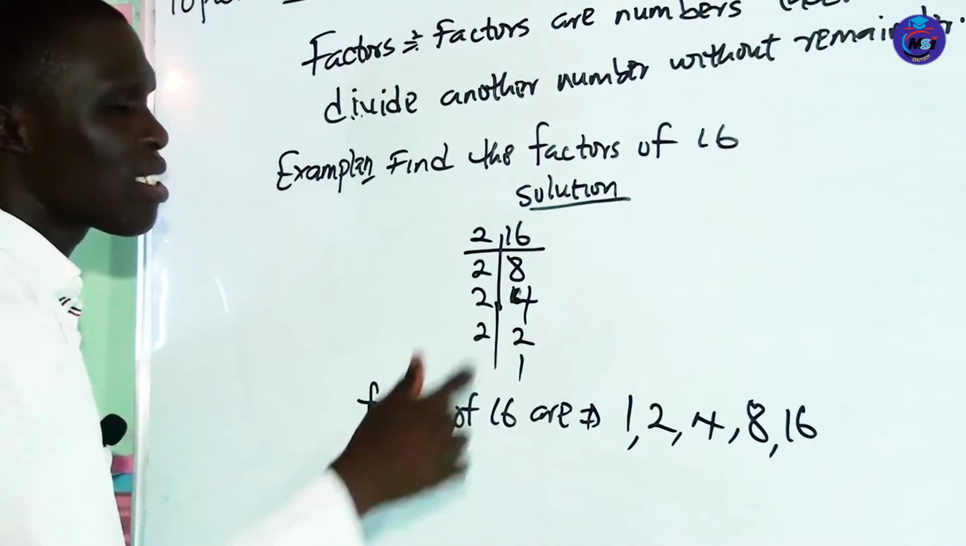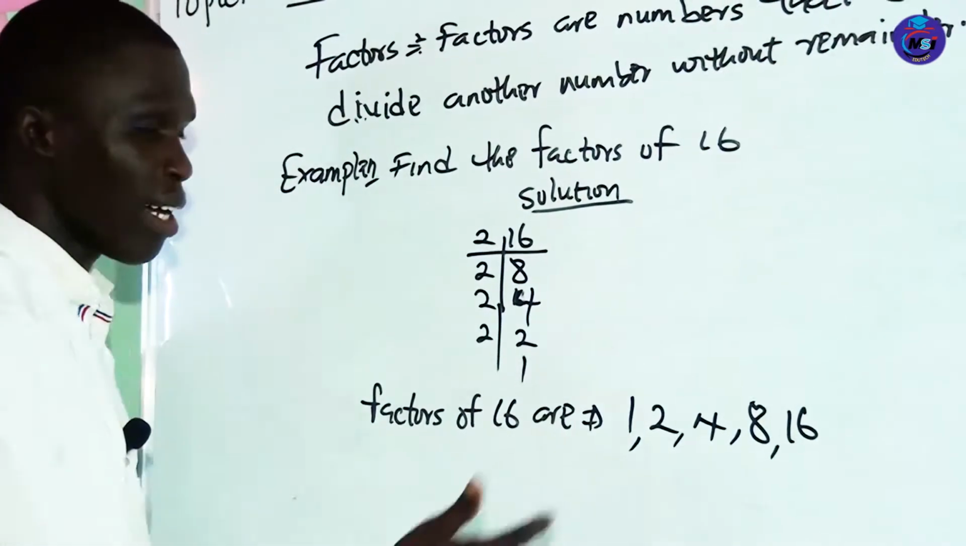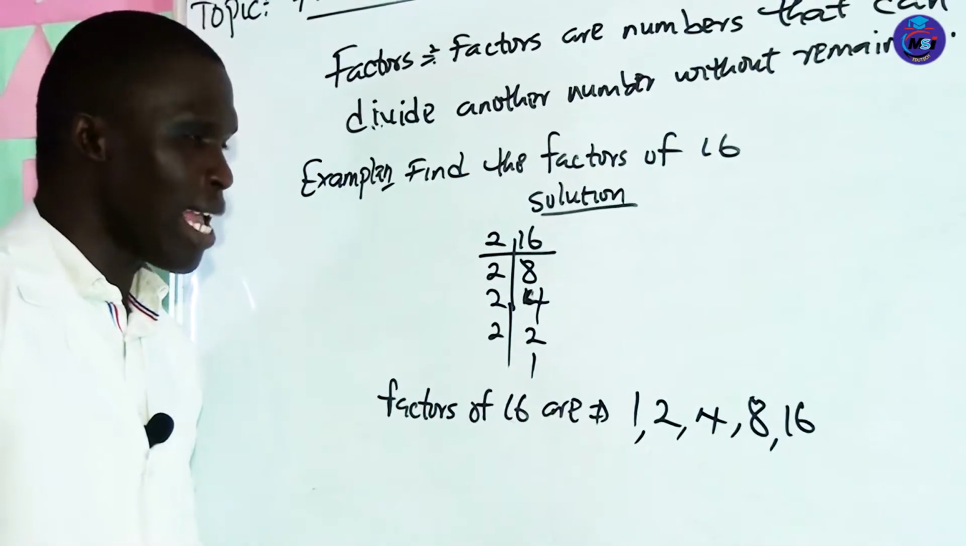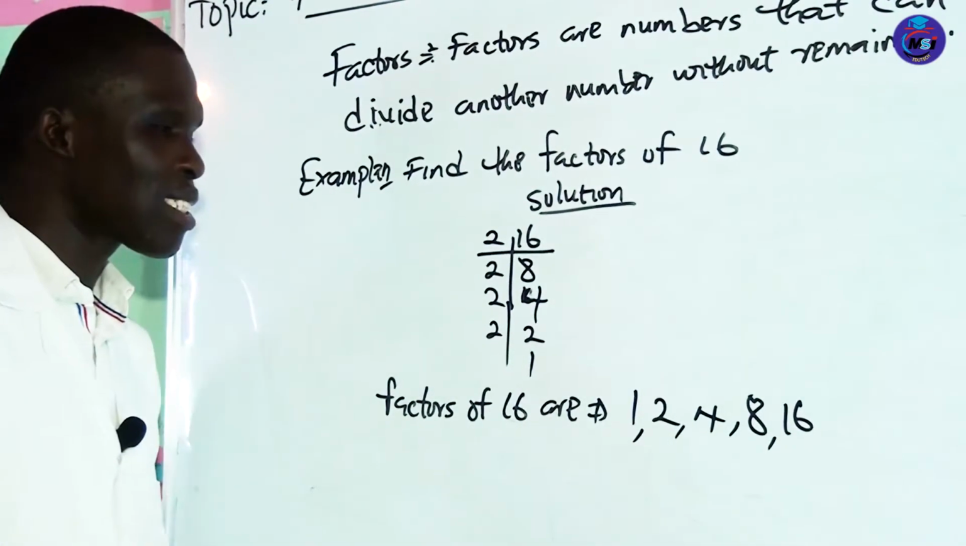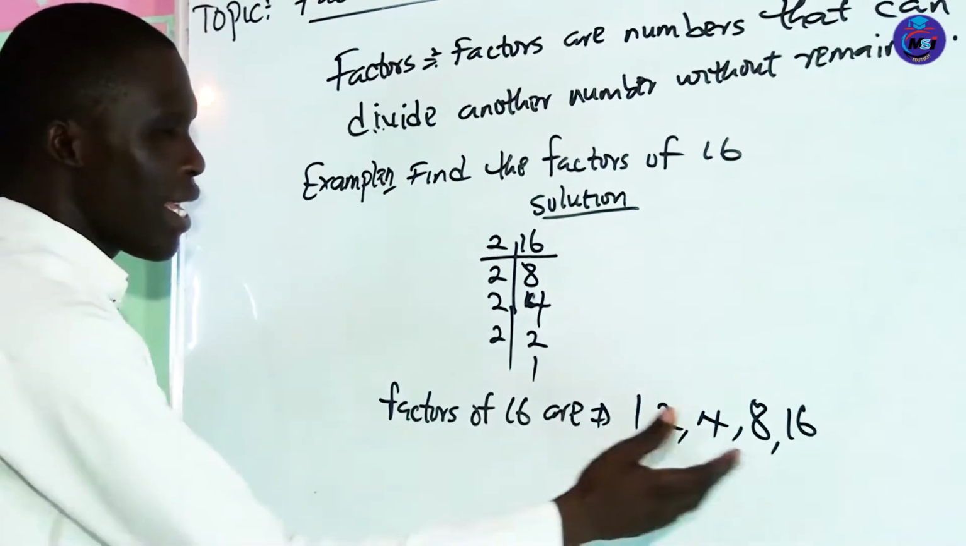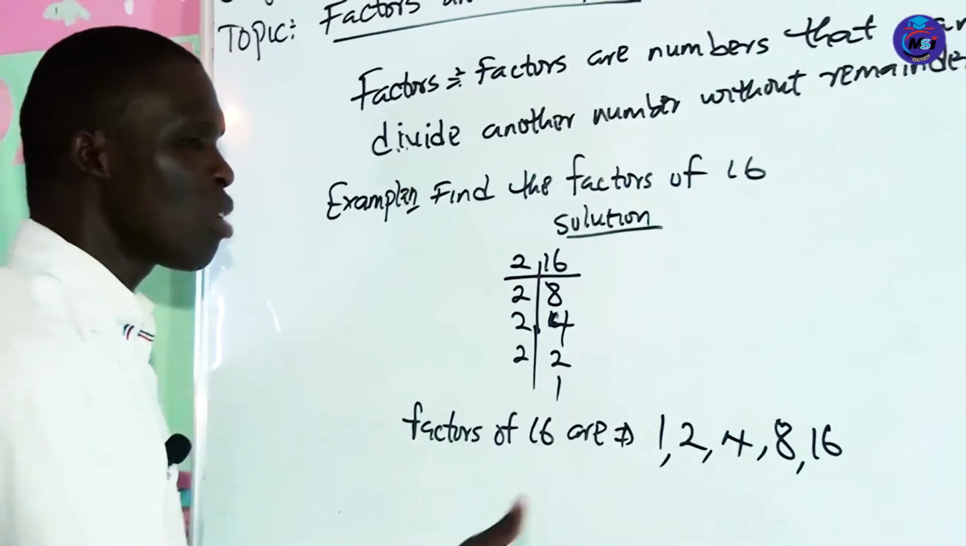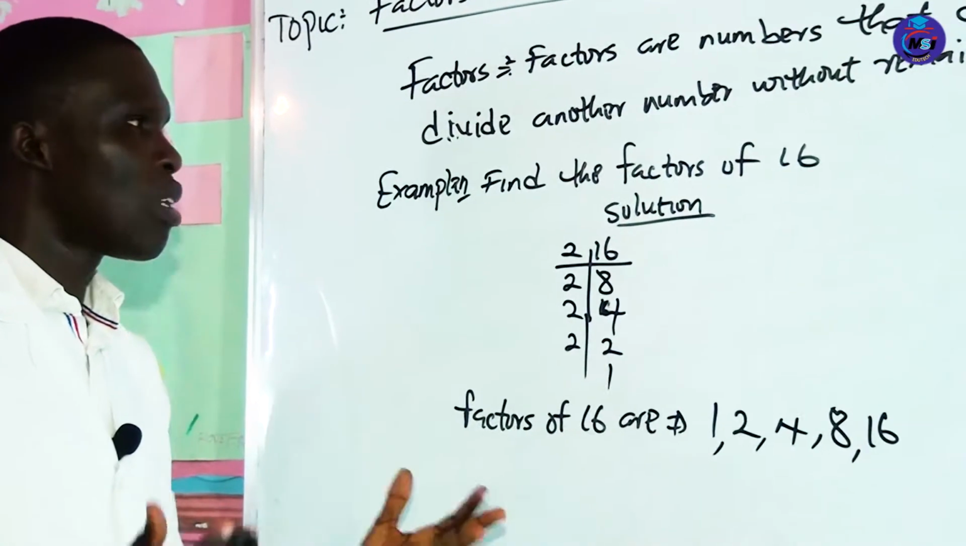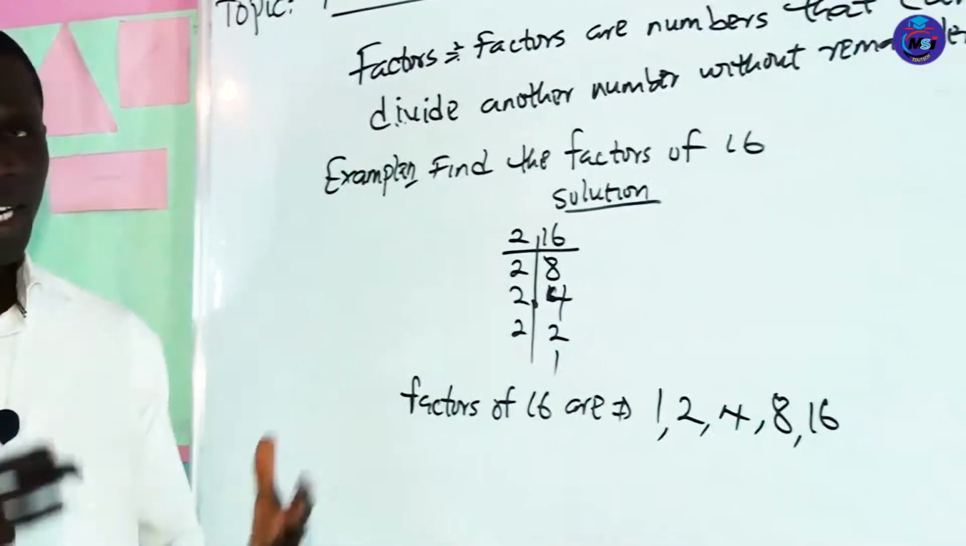1 can divide 16, it will give us 16 without remainder. 2 can divide 16, we have 8. 4 can divide 16, we have 4. 8 can divide 16, we have 2. And 16 can divide 16, we have 1. So let's go to another example.